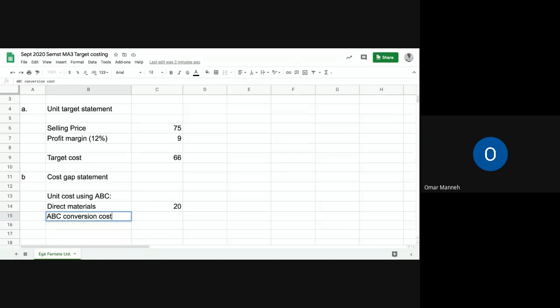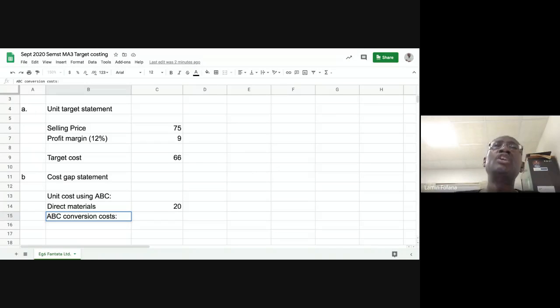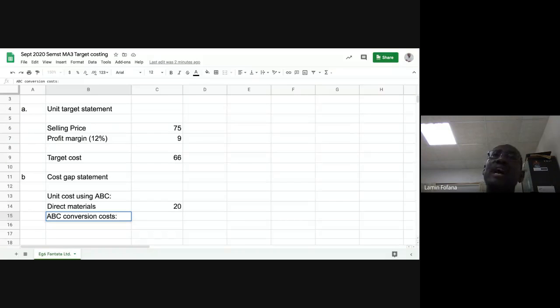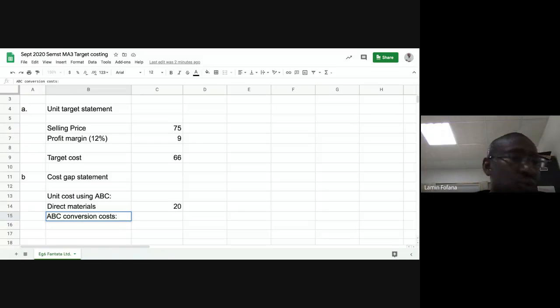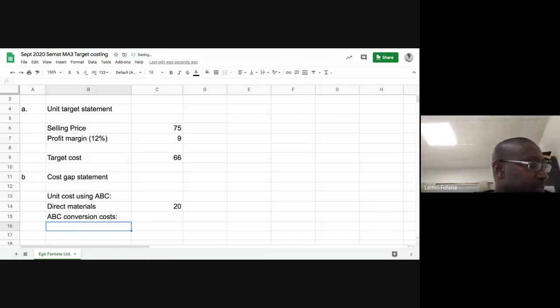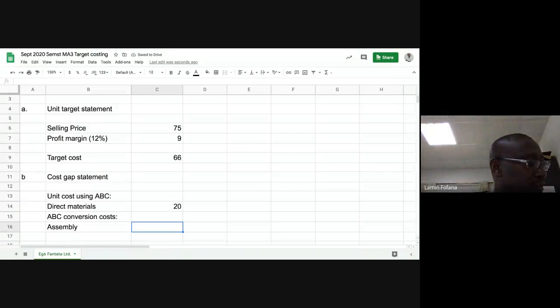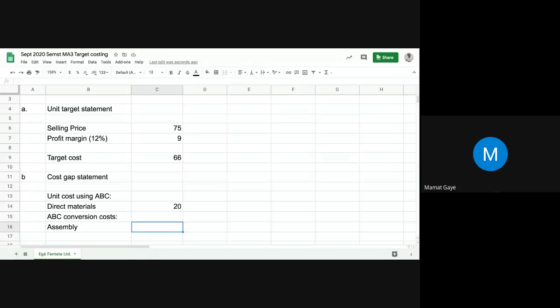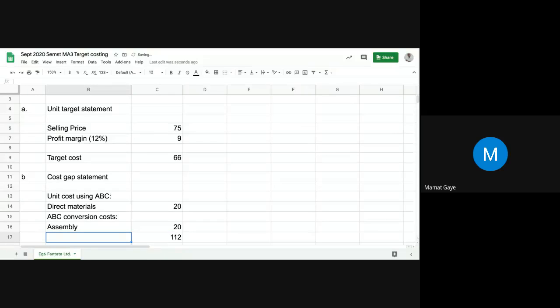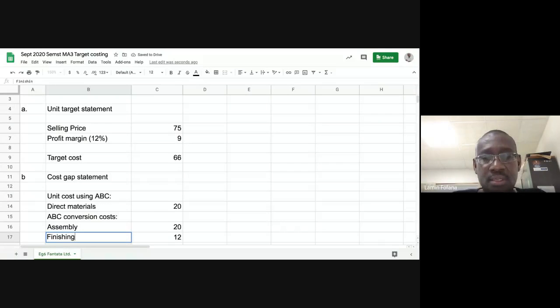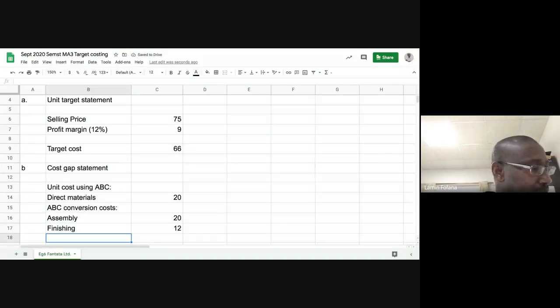Mr. Juan, ABC conversion cost is the same as the overhead. Yes, but you know the overheads are two. You have the variable overhead and the fixed overhead. So this one is the variable overhead. It has already been calculated for you, and there are two, for the assembly department and for the finishing department. For the assembly department, how much is it? It's given on the plate. 20, isn't it? Yes, 20. And for the finishing department, how much is it? 12. So for the finishing department, it's 12.